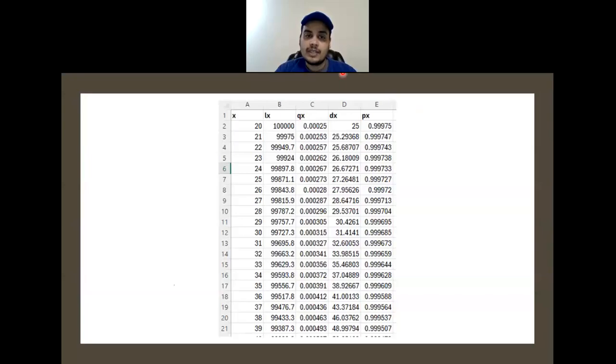So the given Excel file contains the age, lx, qx, dx, and px from age 20 to 120. It is given as input to the R engine, and it calculates the required dynamic actuarial assurance and annuity factors.